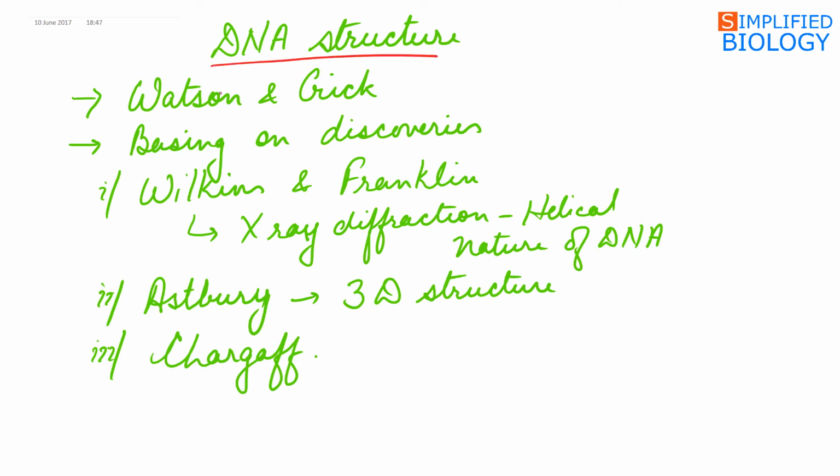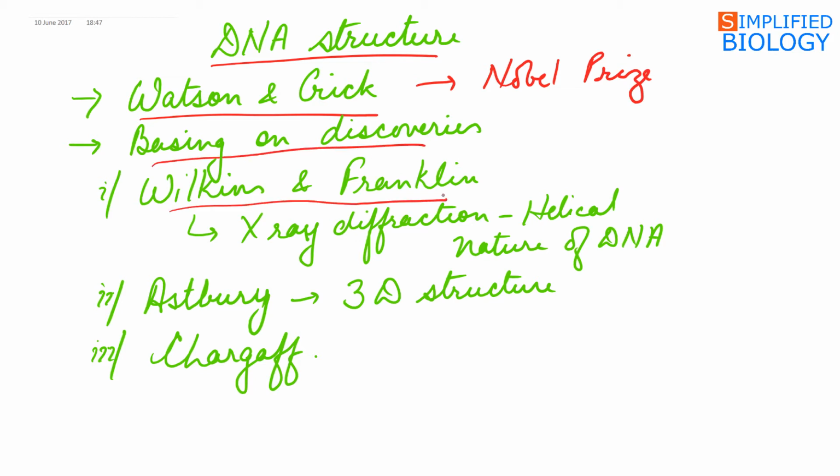DNA structure was given by Watson and Crick, for which they received the Nobel Prize. Now, their discovery was based on the discoveries given by Wilkins and Franklin, who by X-ray diffraction method gave the helical nature of DNA, Astbury, who gave the three-dimensional structure of DNA, and on Chargaff's base equivalence rule.